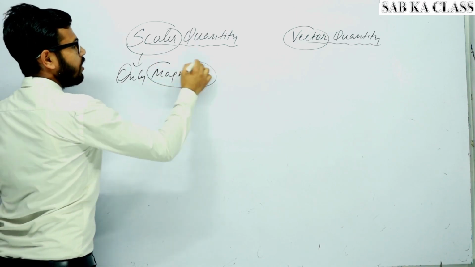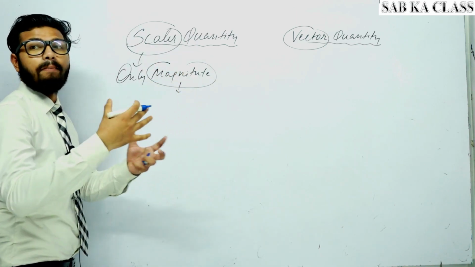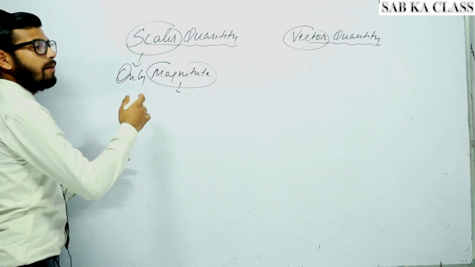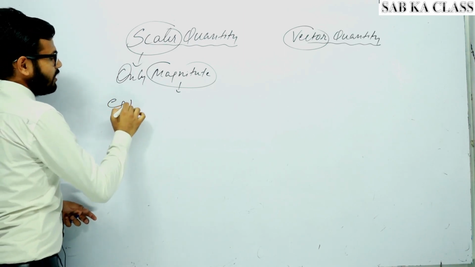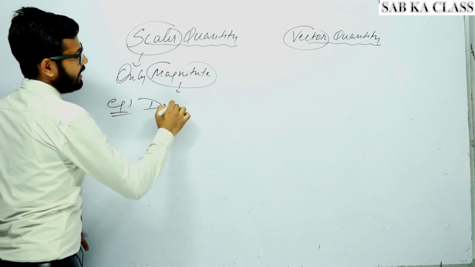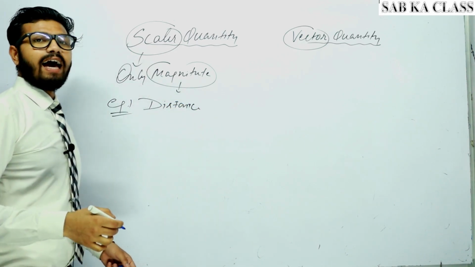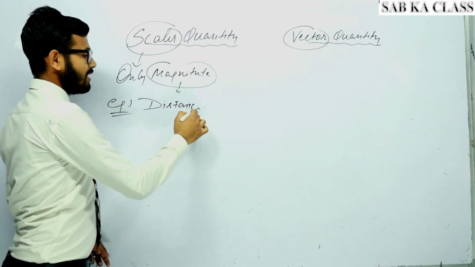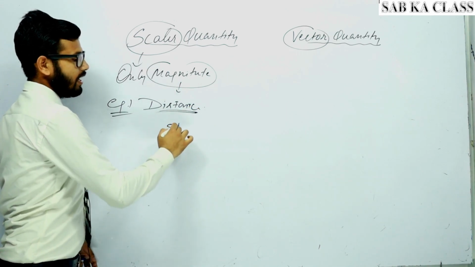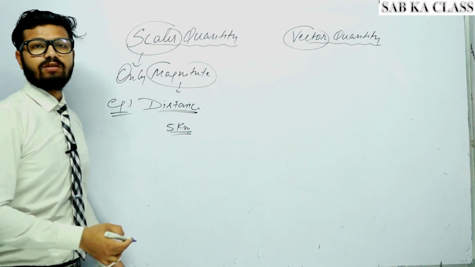Magnitude means its amount, the quantity, how much. An example of a scalar quantity is distance traveled. If I say I ran 5 km, it is the distance you are mentioning about me.